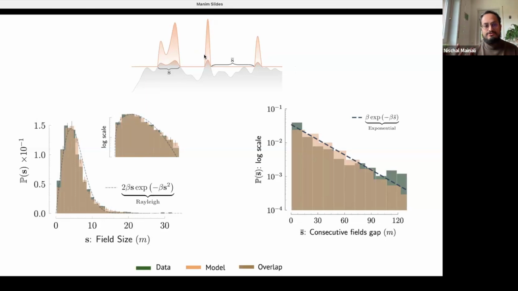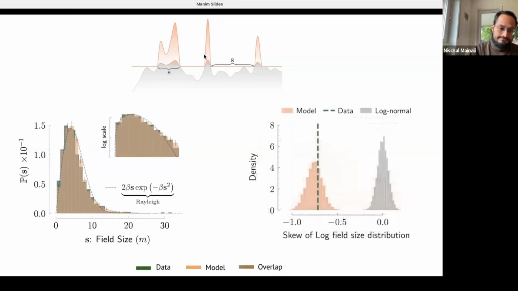And together, these two facts give rise to this characteristic shape of the field size distribution. Now, as I mentioned earlier, previously this distribution has been heuristically fit to a log normal distribution. And we're in a position where we can really test or compare this with log normal in a very quantitative way. So here's how we do it. If the distribution was log normal, then the log of the field size is a normal distribution. This is what being log normal means.